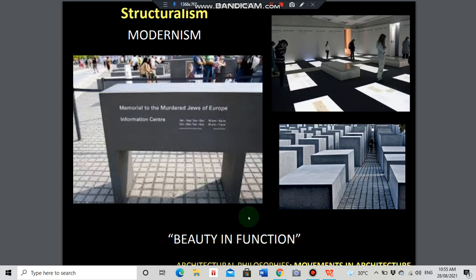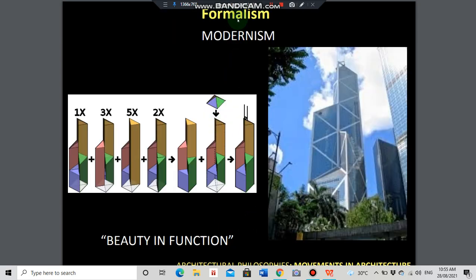So beauty and function. Then formalism, modernism. So beauty and function. So an example of a skyscraper. No? Yan. Ito yung kanyang konsepto, theory. Ito yung actual representation of this concept.